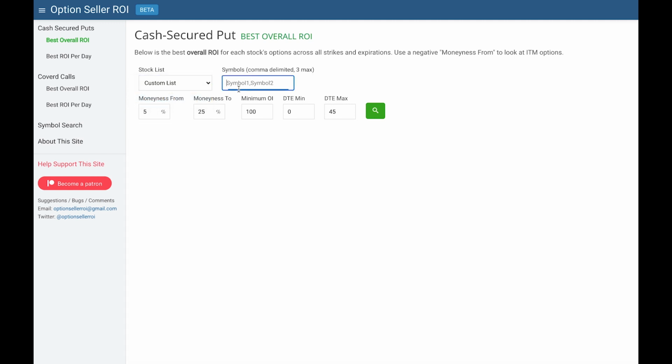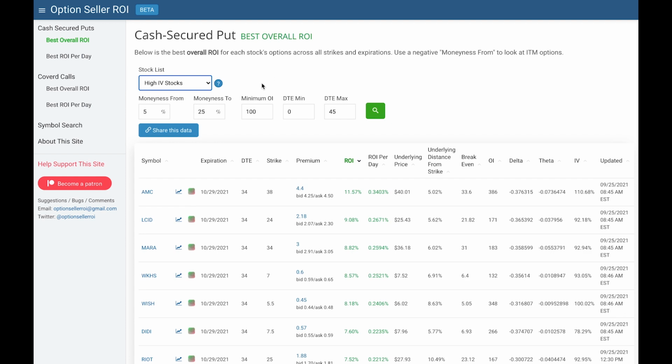If you click on it, you can enter up to three symbols or tickers of your choosing if you just want to look at the metrics for those three stocks. Let's go back to the high IV stocks and see what we're looking at here. For moneyness, you enter a range. It defaults from 5% to 25%, and this is the percent moneyness that the option is in. For example, with this first one, AMC, you can see that the current share price is $40.01.